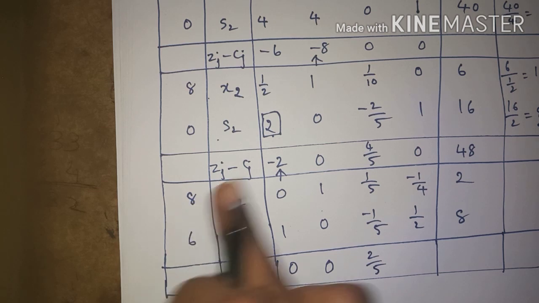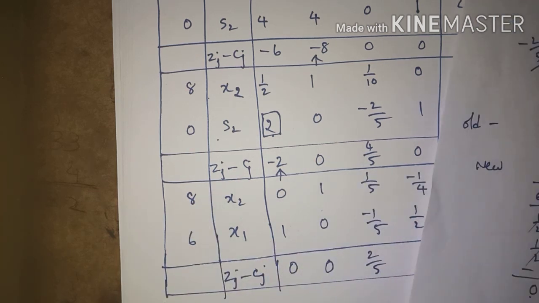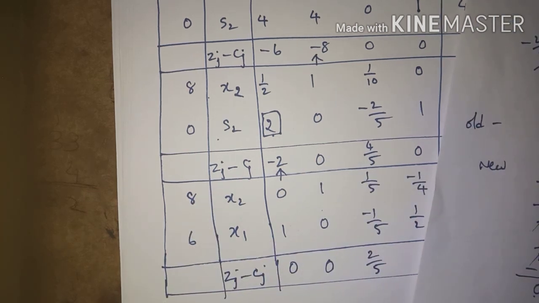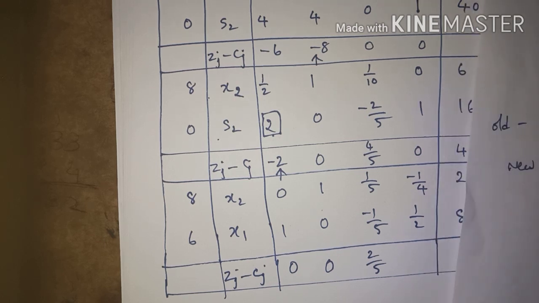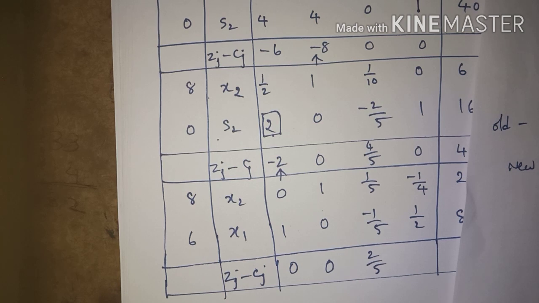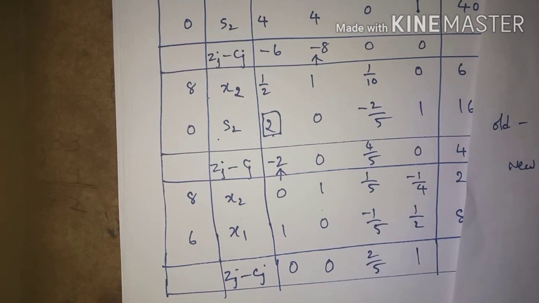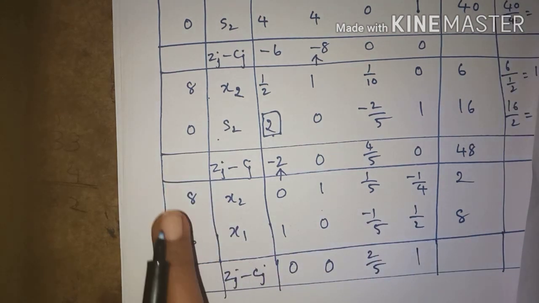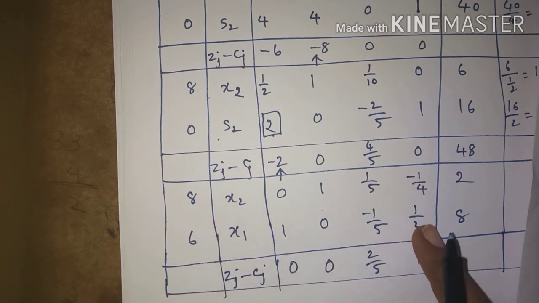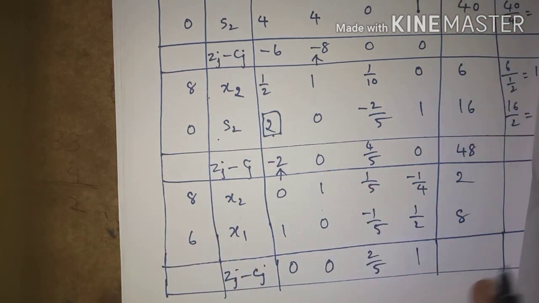Now 8 into minus 1 by 4. 8 into minus 1 by 4 is 4 ones are 4, 4 twos are 8, so minus 2. Plus 6 into 1 by 2 is 2 ones are 2, 2 threes are 6, so plus 3, minus 0. Minus 2 plus 3 is plus 1. Do the simplification separately. This into this plus this into this minus 0 is equal to 1.